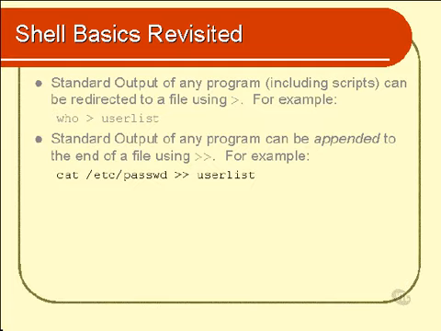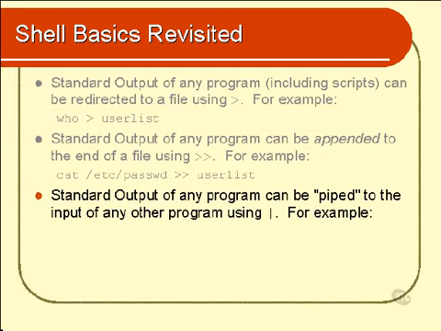Moving right along, it is also possible to what we call pipe the standard output of any program to the standard input of any other program, assuming that that other program actually takes standard input. For example, the who command could be piped to the wc command if you wanted to find out, let's say, in this case, the number of users that are currently logged into the system. Let's have a look at that.